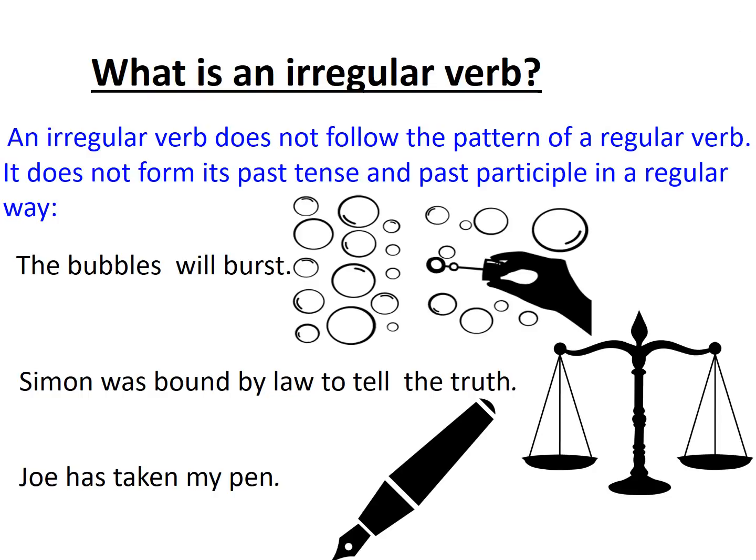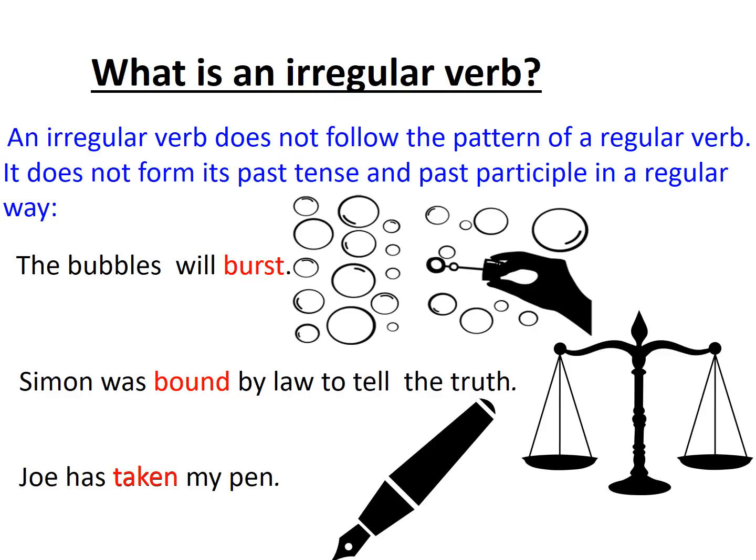So, the bubbles will burst. This person seems very certain of that. Burst is the verb. Simon was bound by law to tell the truth. Well done if you noted that there was an infinitive in that sentence, to tell. And finally, Joe has taken my pen. So on the face of it, you might know that they're irregular because I've told you, but how can you really know the rules so you can spot your own irregular verbs without being prompted?